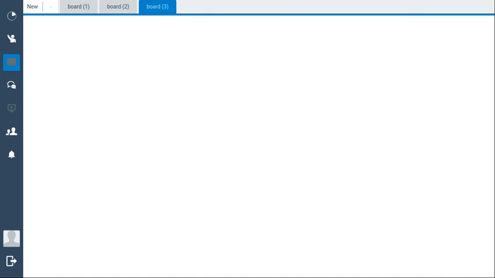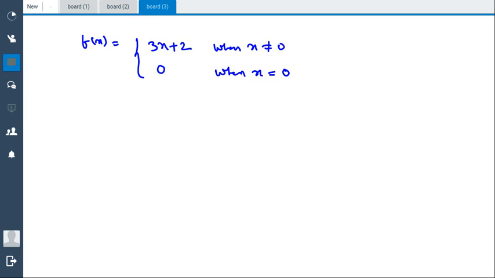Okay, so let us try to do a few problems. So basically what they say is that there is a function f(x), and f(x) is 3x plus 2 when x is not equal to 0, and it is 0 when x is 0. So they are asking, what is limit x tends to 0, f(x) equal to?